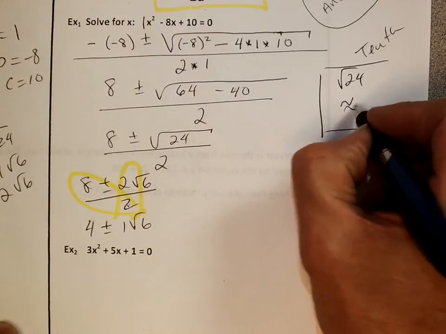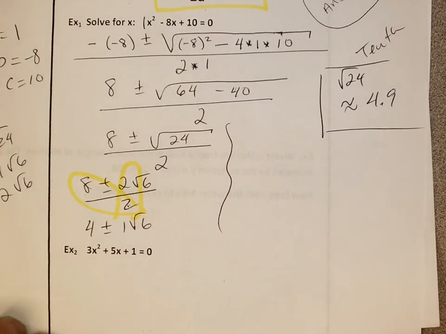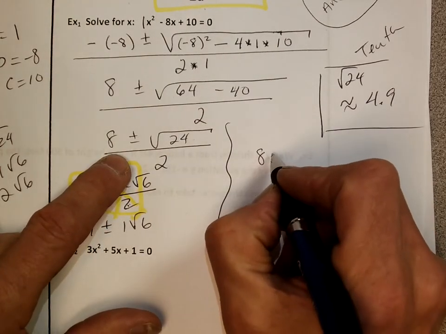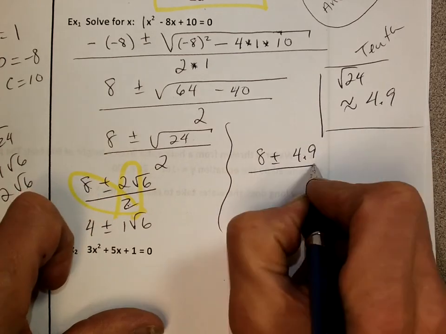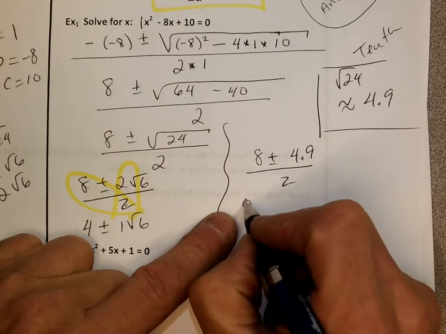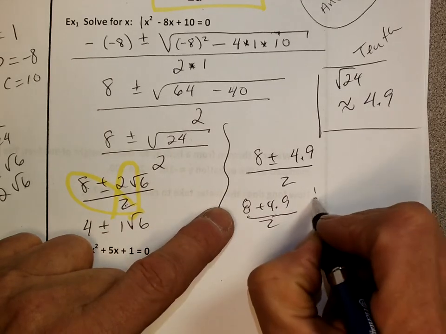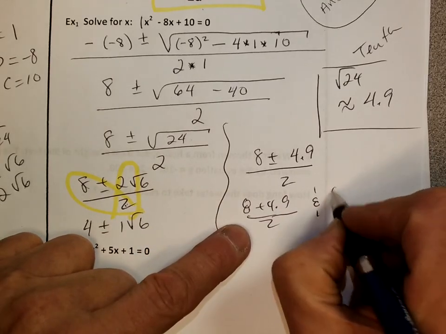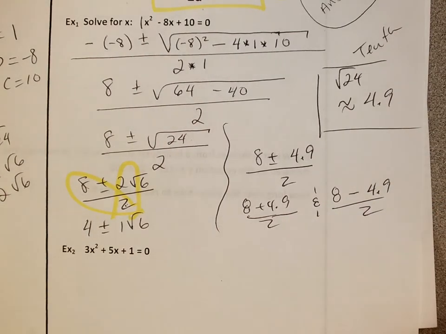So it's approximately 4.9. So if you want the calculator answer, then we're going to have 8 plus or minus 4.9, over 2. And sometimes we need a calculator answer, right? Which is the same thing as 8 plus 4.9 over 2, and, because it's plus or minus, 8 minus 4.9 over 2, right?